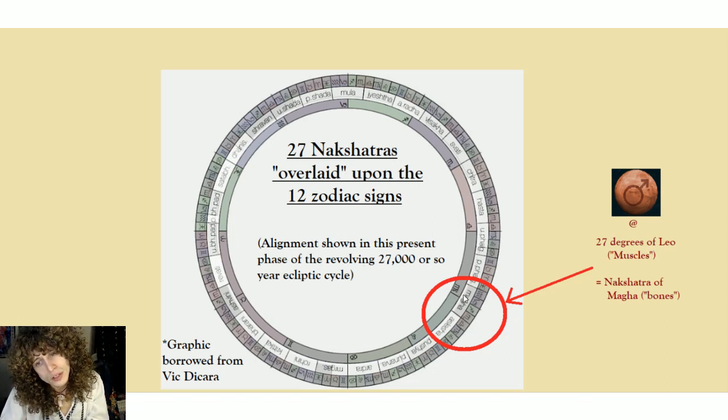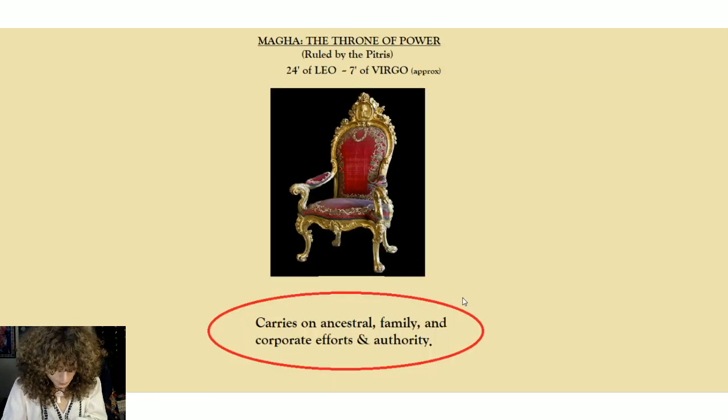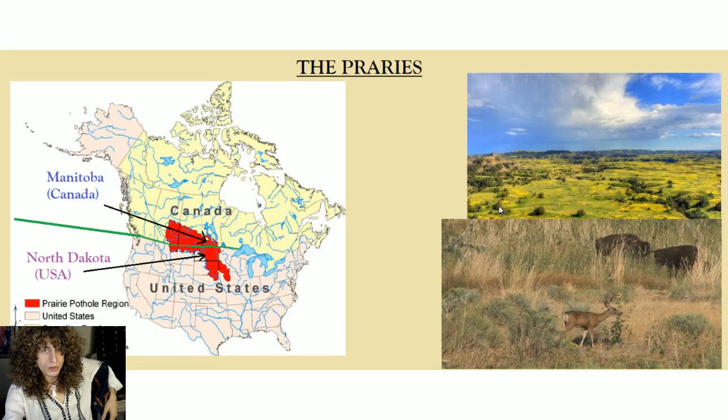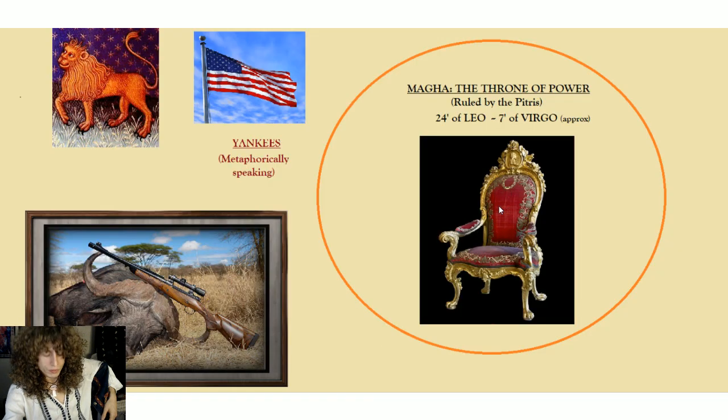Virgo, the very start of Virgo, is in the nakshatra of Magha. So as we know, Leo and Virgo are two completely different signs, ruled by completely different planets, the Sun and Mercury, respectively. Now let's imagine the planet at 27 degrees of Leo is like someone living on the northern border of the United States in North Dakota, right?